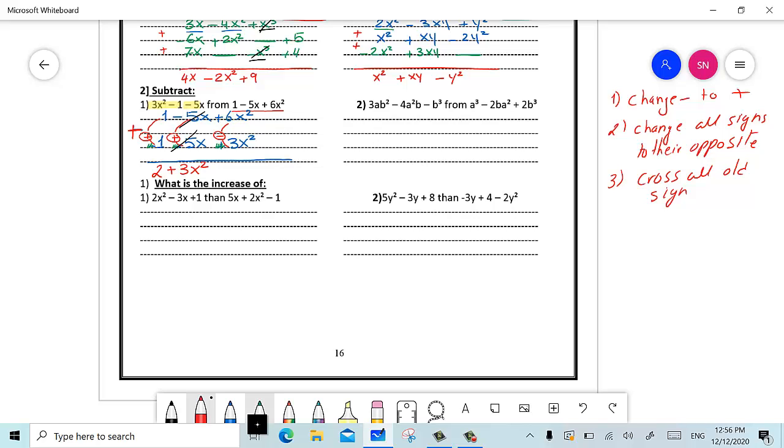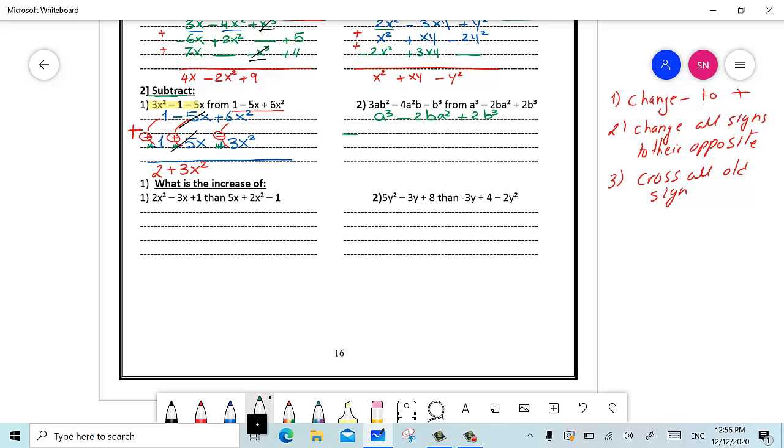And let's go now and see number 2. In number 2, I want to subtract 3ab to the power of 2 negative 4a squared b minus b to the power of 3 from a to the power of 3 minus 2ba squared plus 2b to the power of 3. Again, when I'm subtracting an expression from another, I am taking the second expression minus the first. So the first one I'm going to write is a to the power of 3 negative 2ba squared plus 2b to the power of 3.